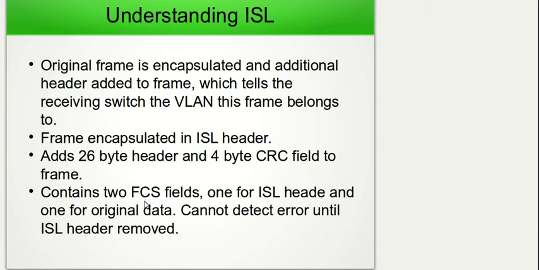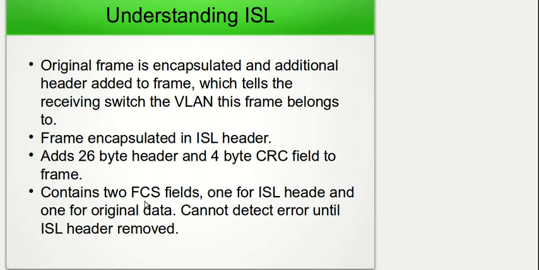And with ISL, the original frame is encapsulated and an additional header is added to the frame, which tells the receiving switch the VLAN this frame belongs to. Now the problem with ISL is because the Ethernet header is encapsulated within a completely new header, this adds a lot of overhead to the frame. In essence, it adds 30 bytes of overhead to the original Ethernet frame, with a 26-byte header and a 4-byte CRC field. And this CRC field calculates another FCS.